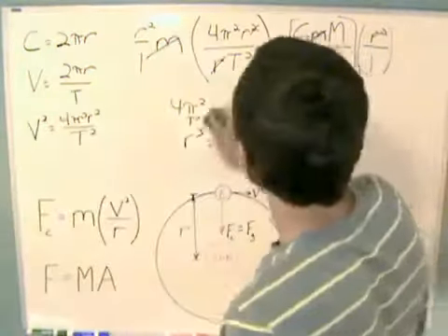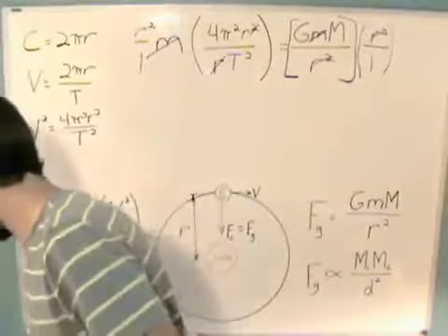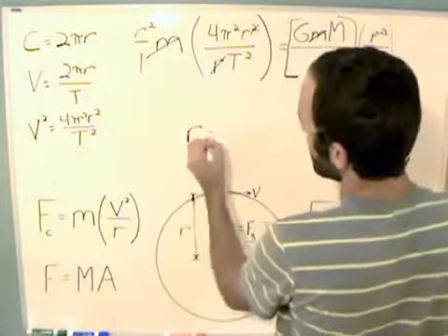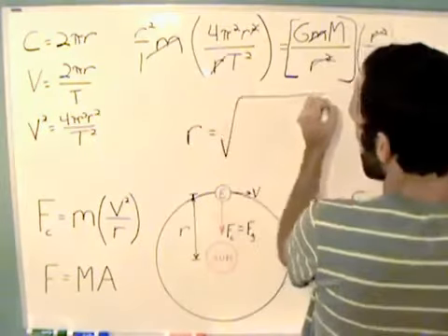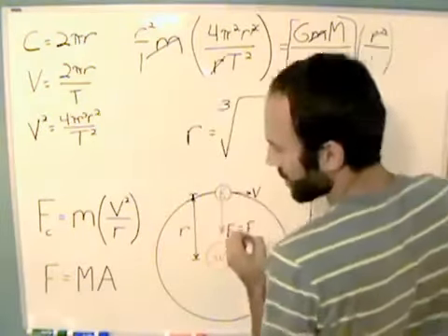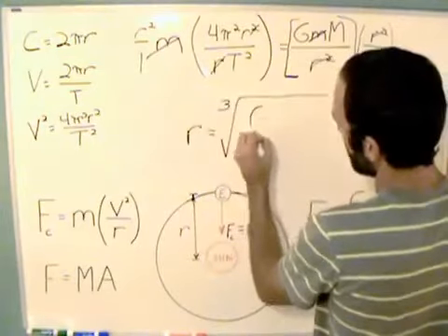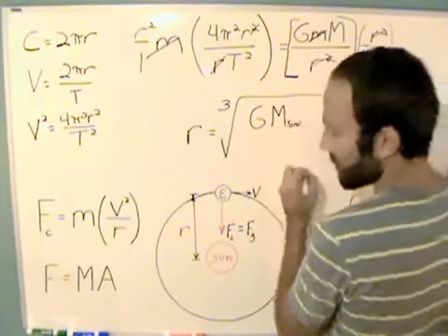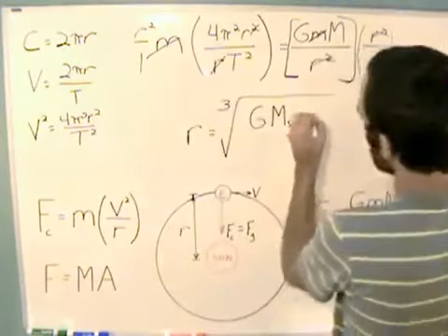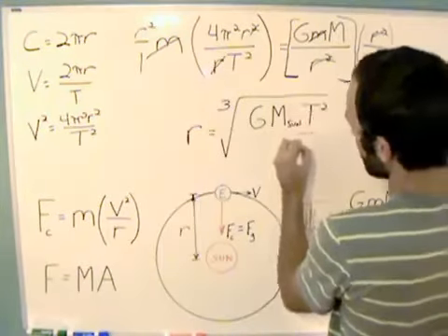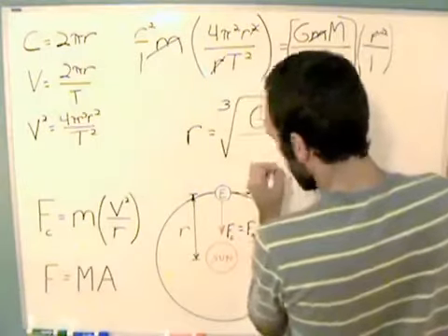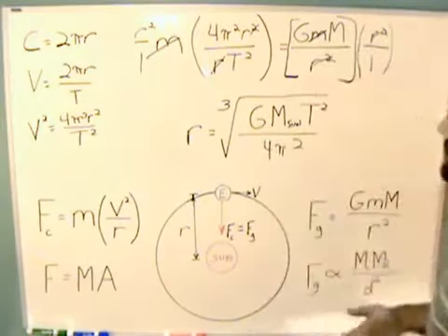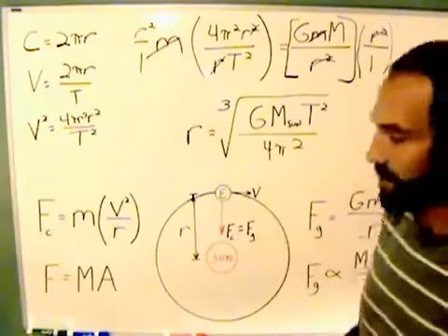What this actually works out to, instead of doing all the algebra for you guys, I've already done it. And if you look this up, this is the period equation. R ends up being, so I'm not boring you with all the algebraic steps, the cube root of the gravitational constant times the mass of the Sun times the period squared over 4 pi squared. Okay, that's what this breaks down to. You can solve for r.